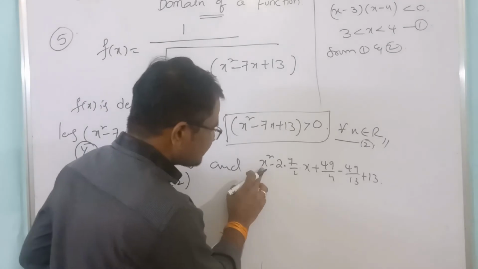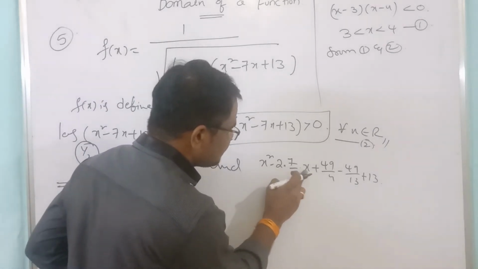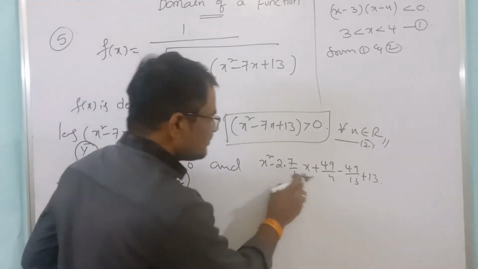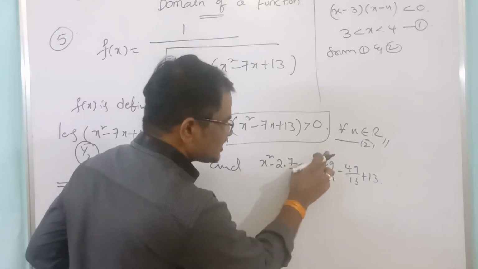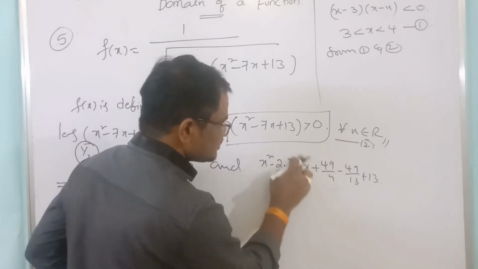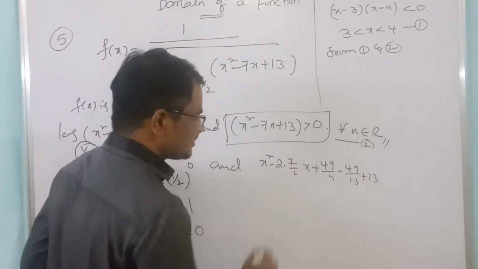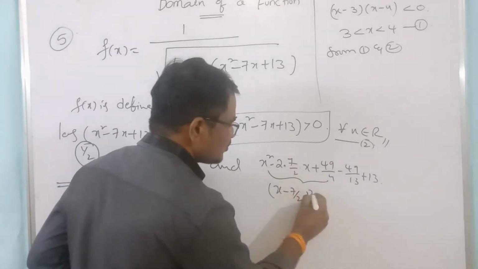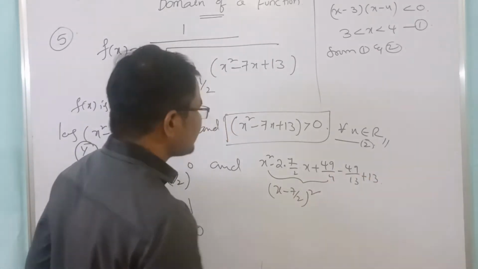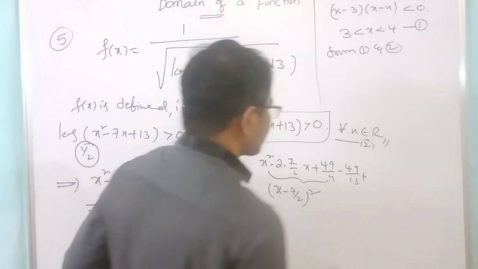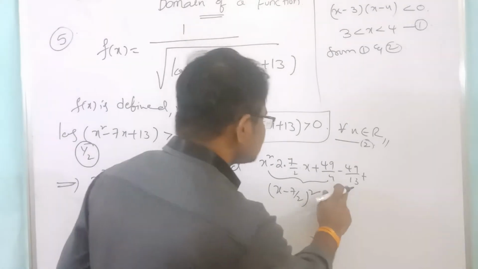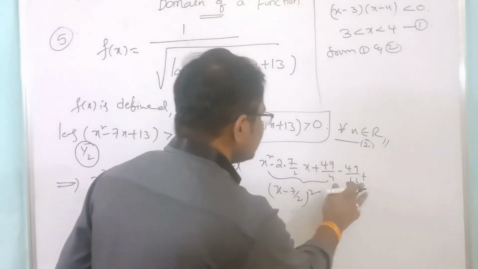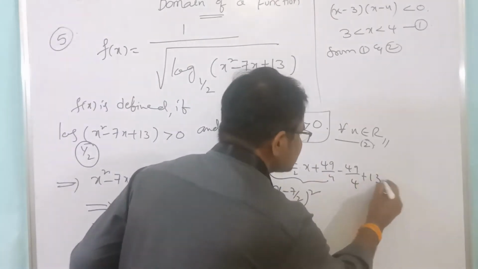So it is in the form of a square minus 2ab. So 2ab means what is missing? This is missing. So that's why b square minus b square. From these three, what can we write? x minus 7 by 2 whole square. And if you simplify, this is minus 49 by 4. Here 49 by 4 plus 13.